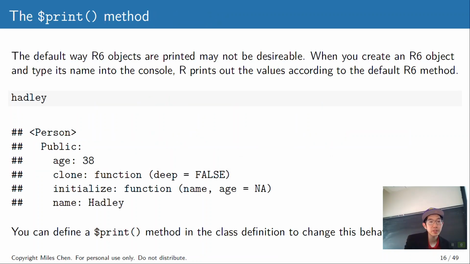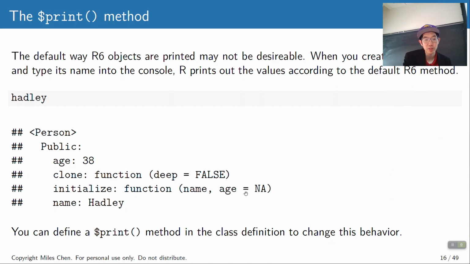Okay, so what does Hadley look like? This is the default behavior for printing out R6 objects. It says Hadley is a person class object, denoted by the angle brackets, the less than and greater than signs. The public values are age 38, name Hadley, and then there are two methods: the initialize method, which gets used with new, and the clone method, which comes with all R6 objects.